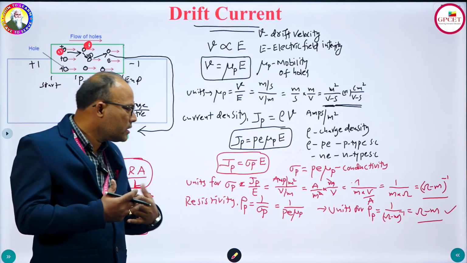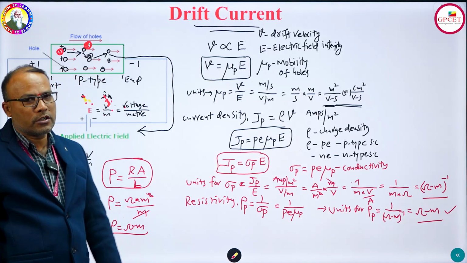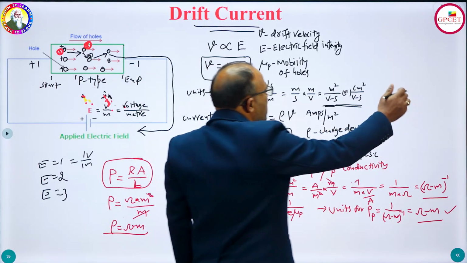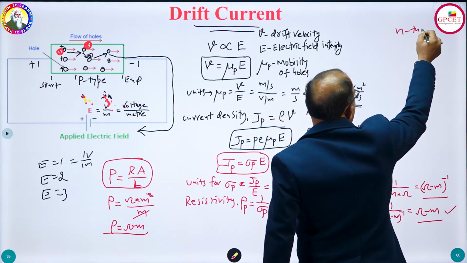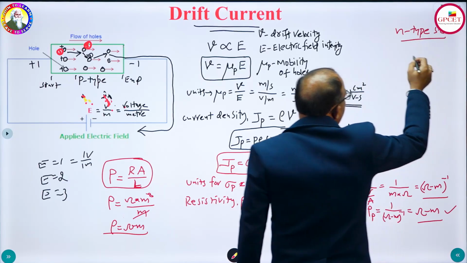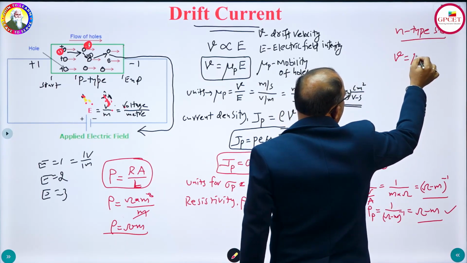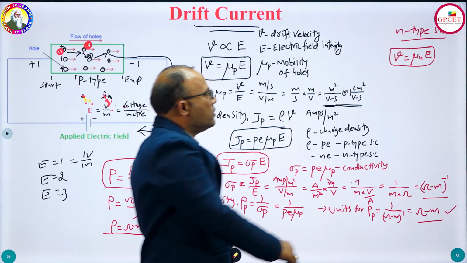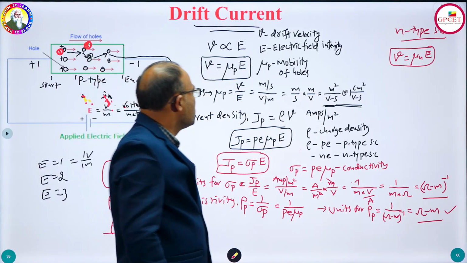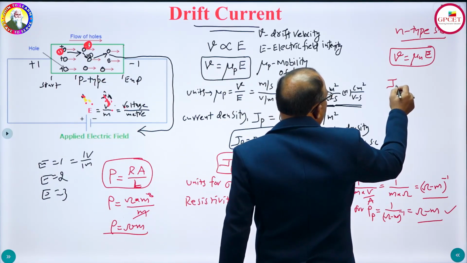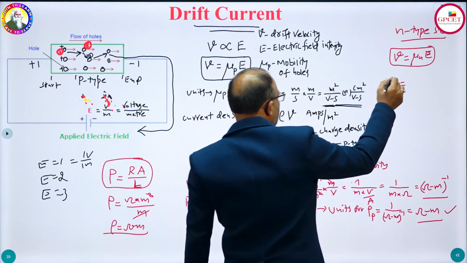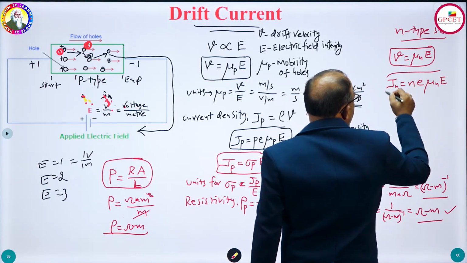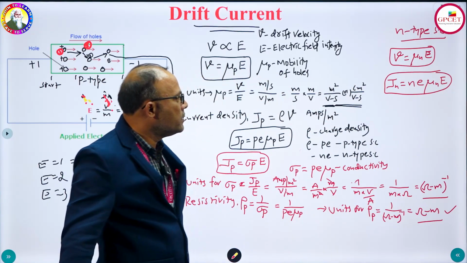Now similar things can be applied for n-type semiconductor also. If I use n-type semiconductor, the same formulas exist. So let us see the formulas for n-type semiconductor. The first equation is V is equal to mu n into E, where mu n is called the mobility of electrons. Next, the current density Jn is equal to n e mu n into E. This is another formula, for the current density of electrons.